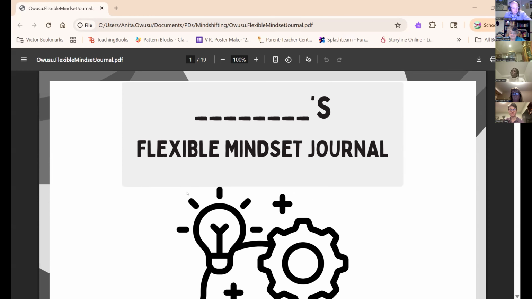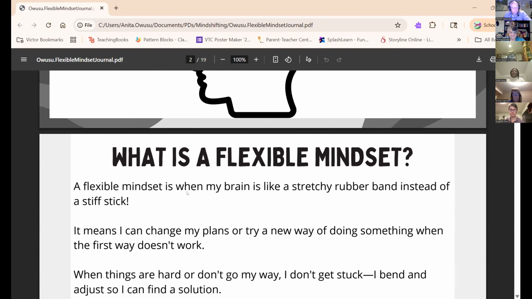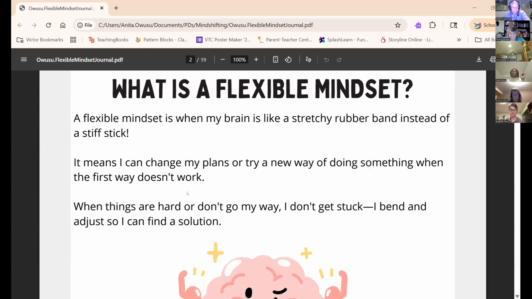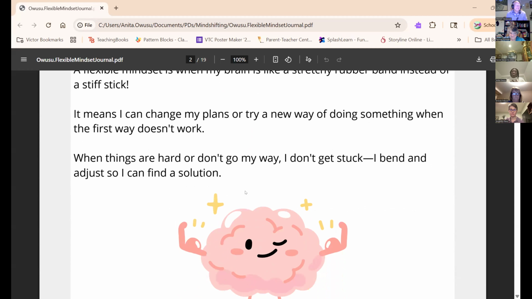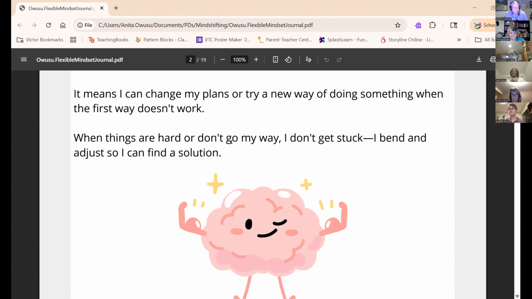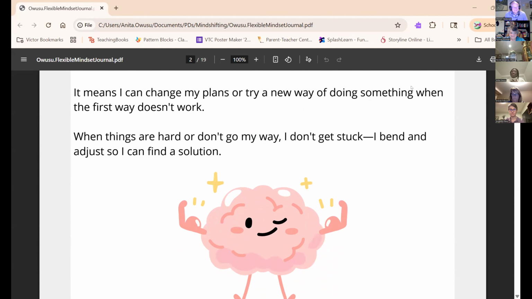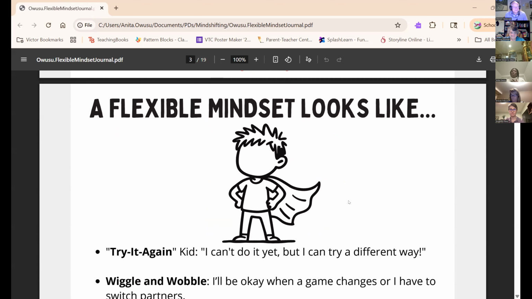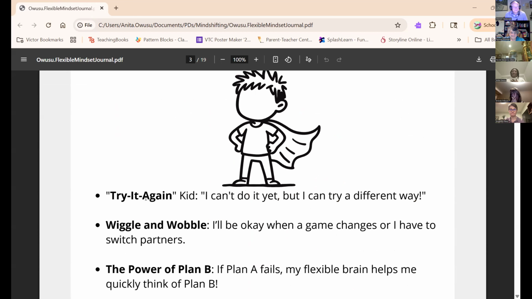So that's the cover page, and the person writes their name. I did a little blurb about what a flexible mindset is. And I use mainly I statements where I could so that the person reading it, the user, can personalize this. So I'll just slowly scroll through so we can read it. But the main point is when things are hard or don't go my way, I don't get stuck. I bend and adjust so I can find a solution. And then I gave a brief look of what that could look like. So it's like, try it again, kid. I can't do it yet, but I can try a different way.